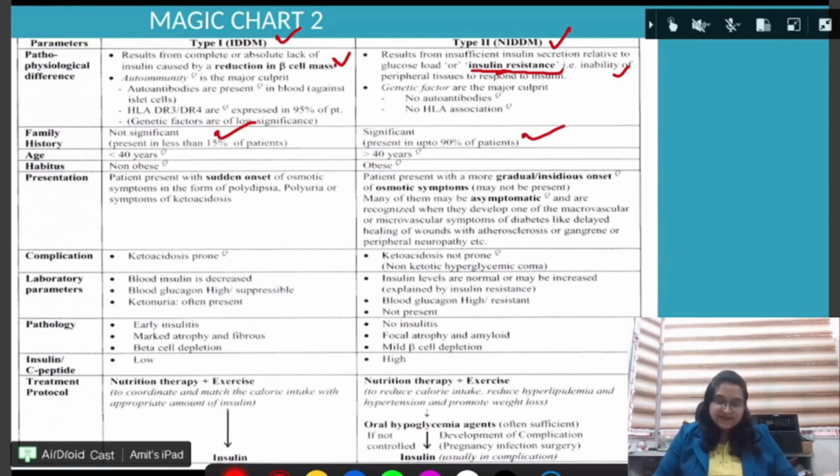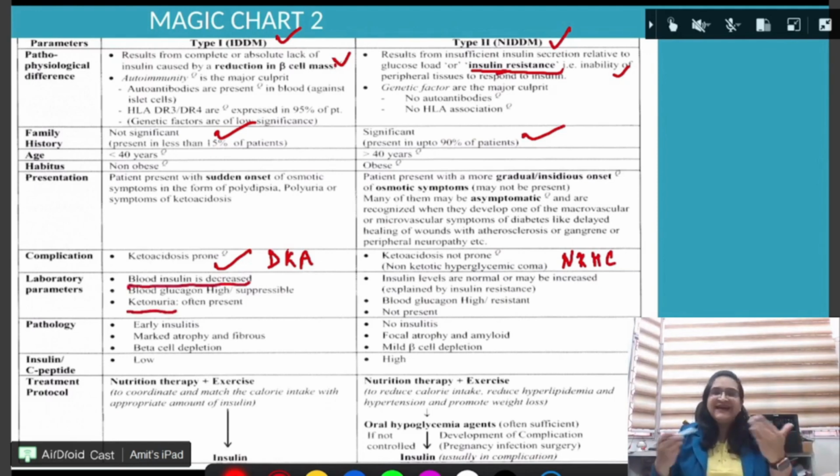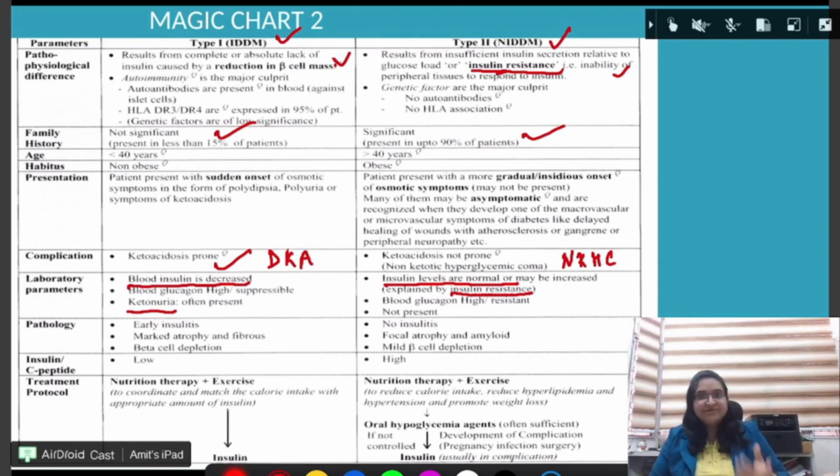Then complications: diabetic ketoacidosis is more common in type 1, whereas in type 2 diabetic ketoacidosis does happen, but non-ketotic hyperosmolar coma is more common. Next, in type 1, what happens? Often we have ketonuria, and we see blood insulin is decreased, whereas in type 2 insulin level may be normal but there is insulin resistance. Pathology, we all know, is atrophy or beta cell death, whereas in type 2 depletion is occurring, resistance is occurring.